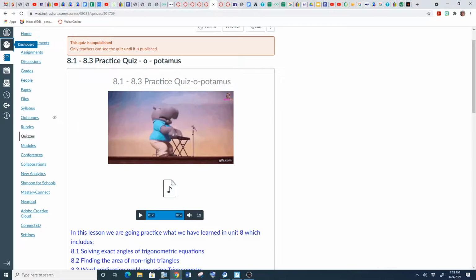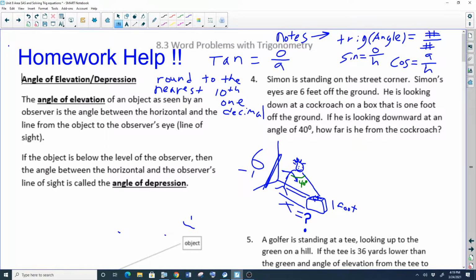Quizzipotamus. Wait, we're not at Quizzipotamus yet, Mr. Newbold. We're still doing word problems. Oh yeah, the quiz is after that. So let's go ahead and help you with word problems with trigonometry. Nice.